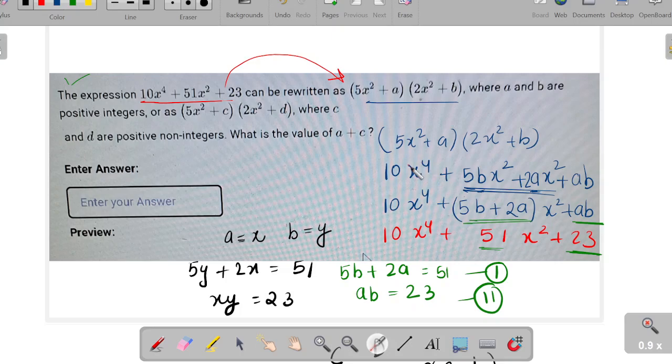A small tip to all of you: whenever you are replacing the variables with x and y to put on Desmos and find the value, make sure you remember which value you're taking as x and which value you're taking as y.